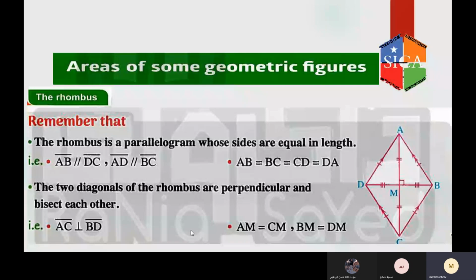It has all the properties of a parallelogram, which are: each two opposite sides are parallel, each two opposite sides are equal in length, the two diagonals bisect each other, each two consecutive angles are supplementary, and each two opposite angles are equal in measure.